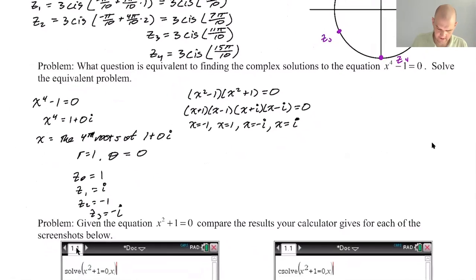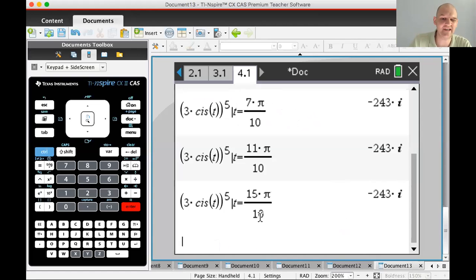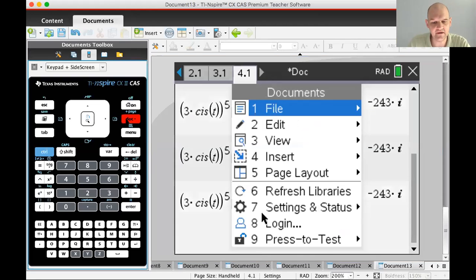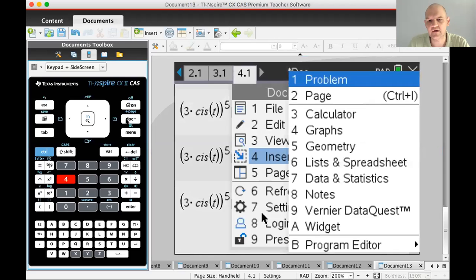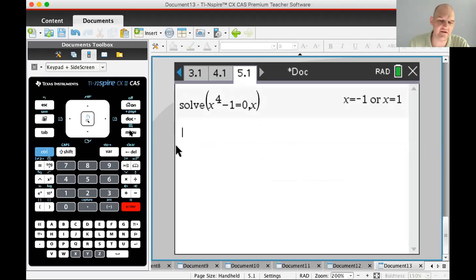Now, let's look at the calculator and see what we can do. We know we can find nth roots. That's not a problem by hand, and we can use the calculator to help us with that. But what if there was something else we could do? I'm going to insert a new problem just to clear it out. If I try to solve x to the 4th minus 1 equals 0, this is only going to give me the real solutions. I would prefer to get all of them.